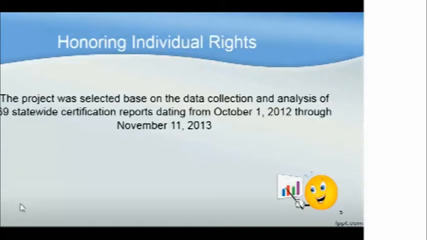Why was the project selected? This project was selected based on data collection and analysis of 69 statewide certification reports dating from October 1st, 2012, and I know y'all are all familiar with that date, through November 11th, 2013.